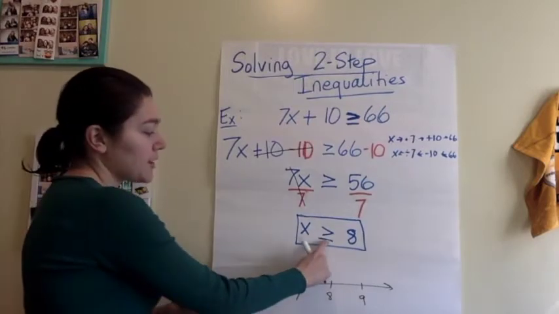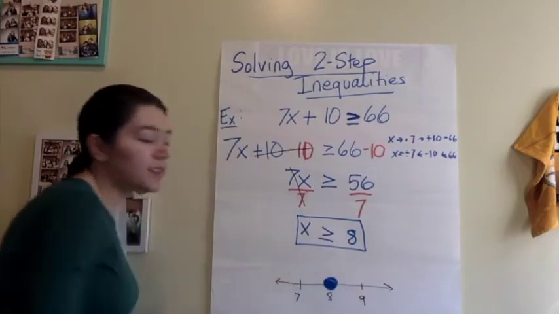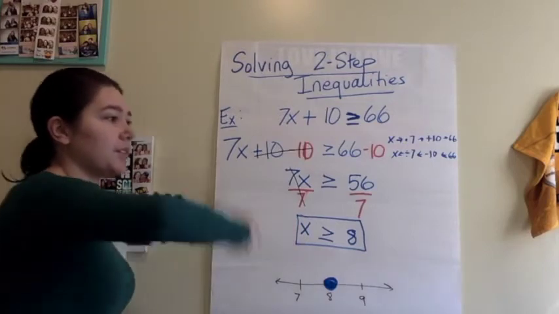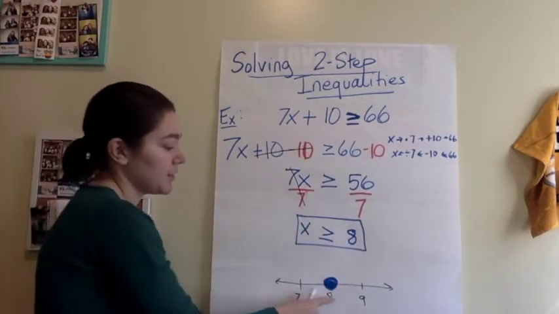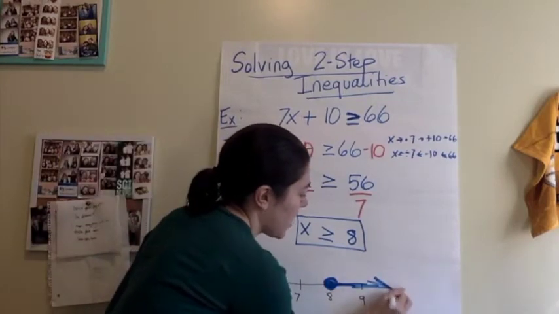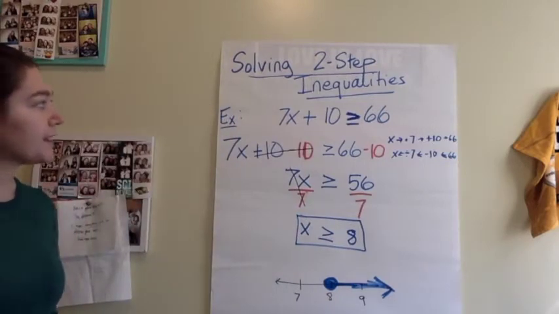When I have or equal to, that means I have a closed point, because I'm including 8 as one of my solutions. And then greater than means I'm going in the direction where numbers get bigger, which is to the right. So I'm going greater than 8. And that's my final solution.